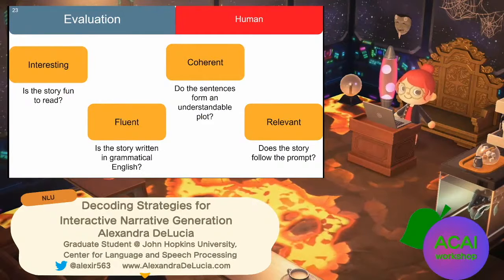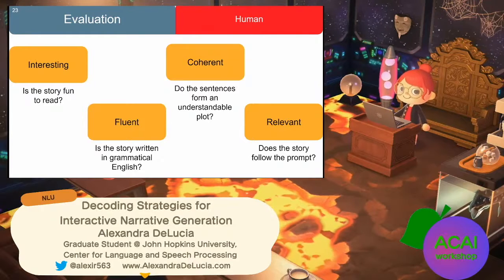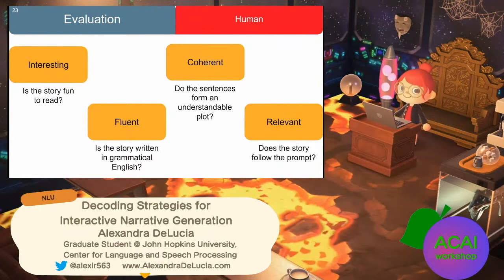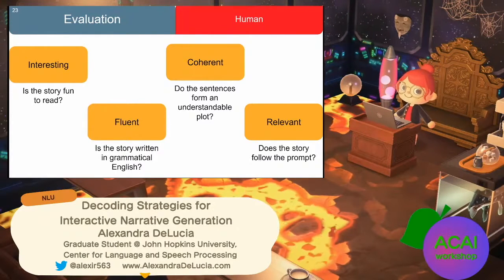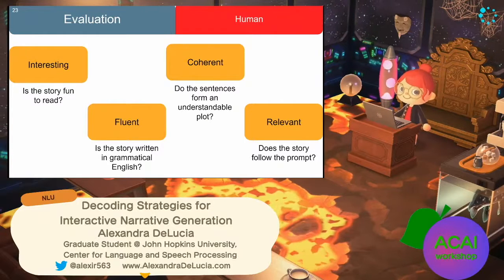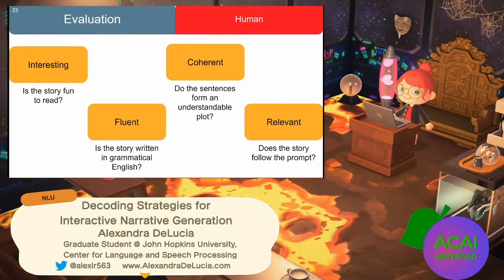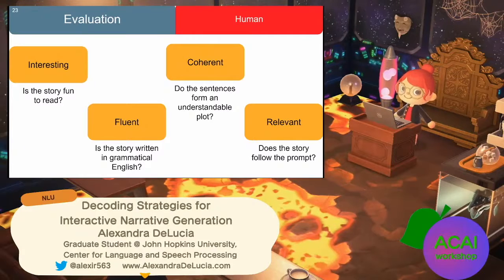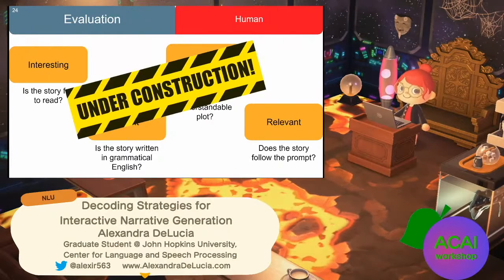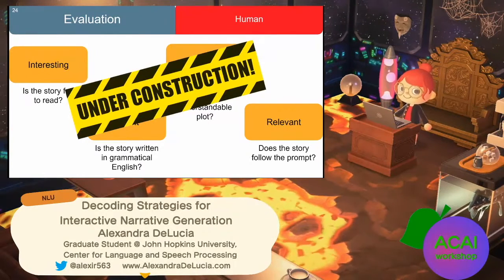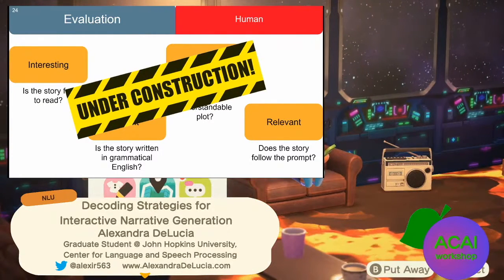So as everyone in the field knows, automatic evaluation can only do so much. Humans are not obsolete yet. Since we are generating stories, we want our stories to be interesting, fun to read, fluent, meaning it's a story written in grammatical English, coherent, meaning do all the sentences form an understandable plot, and relevant. Does this generated story actually follow the prompt? Fortunately, our human evals are still in progress on Mechanical Turk, so any qualitative observations that I make in this presentation are just from me and my co-authors.